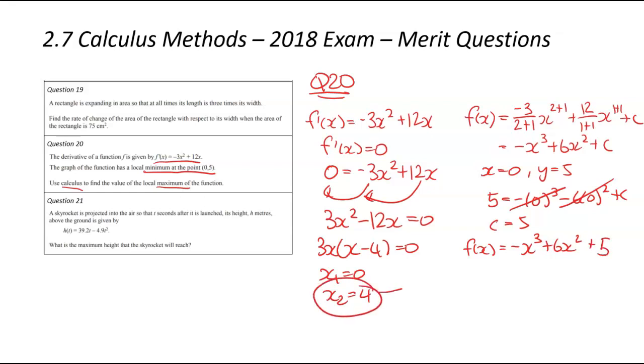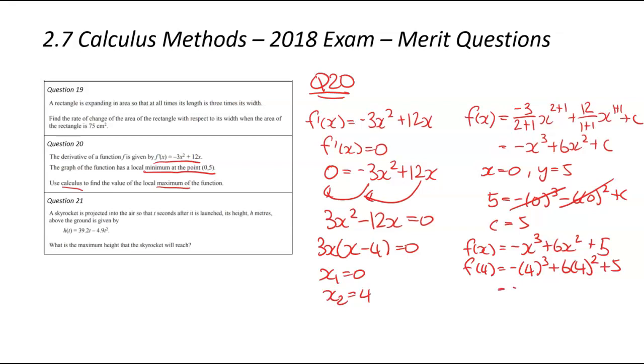Now the next thing is I've got the x value of the maximum, or the other turning point. I'm going to substitute that in to find out the y value, and that'll give me the y coordinate for the maximum. So f of 4 is going to be equal to negative 4 cubed plus 6 times 4 squared plus 5. We're then going to go ahead and simplify that.